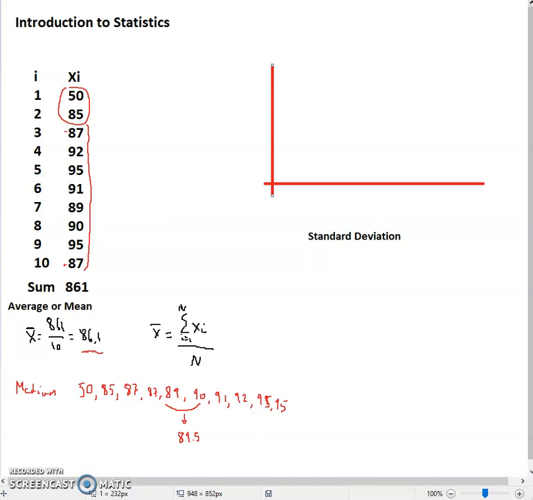So the grades follow what we call a Gaussian or standard distribution. This means that if on the horizontal axis I have the grade x, and on the vertical axis I have the number of students, I expect near the average grade, in this case 86.1, to have a lot more students than further away from the average. The standard distribution looks something like this, like a bell curve, and it's important for us to know how wide this curve is.